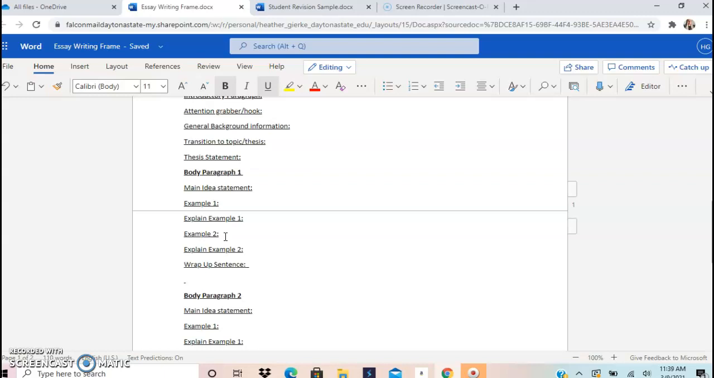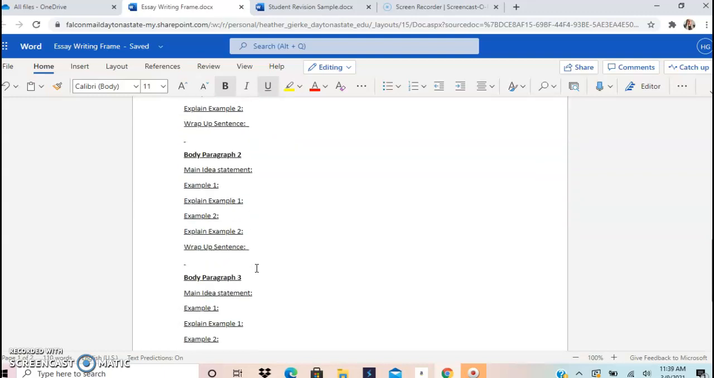And then I'm going to make sure I explain that example so that it's very clear to my audience. And then what's very important is to wrap up each body paragraph with a little closing statement. So your main idea statement will establish and state what the reason is that you're discussing, and at the closing, your wrap-up sentence will touch back on the thesis and say why the reason that you have supports that overall thesis, right? It connects back to the overall topic, okay?